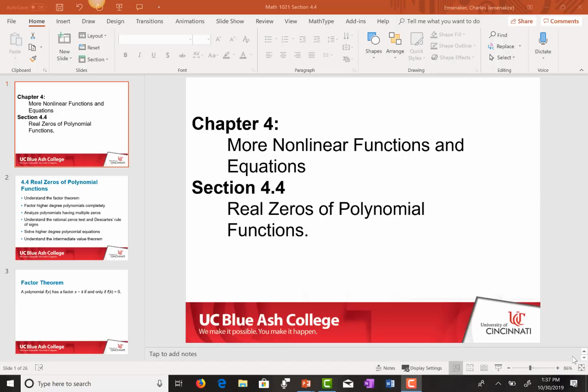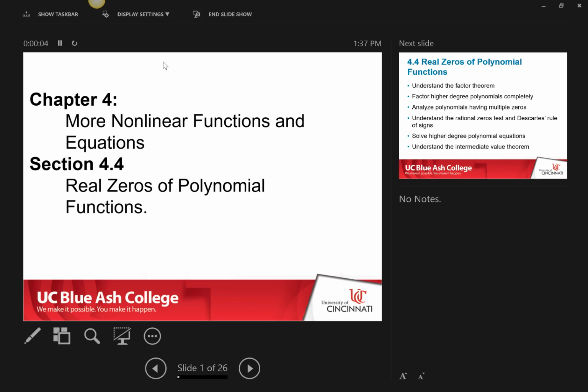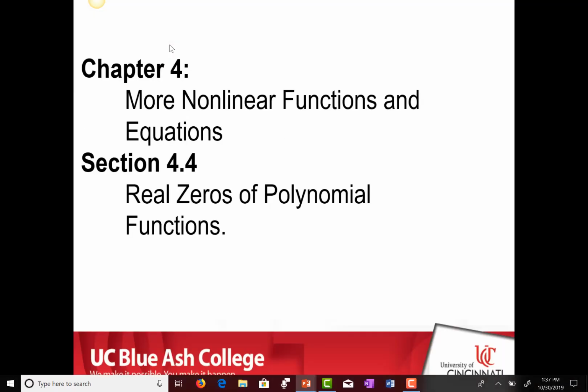Zeros of polynomial functions. There's a lot here. There is a lot here. Okay, I really don't see us getting through all of this today, but the stuff that is here is important. There's a ton of stuff about computing the zeros of a polynomial.